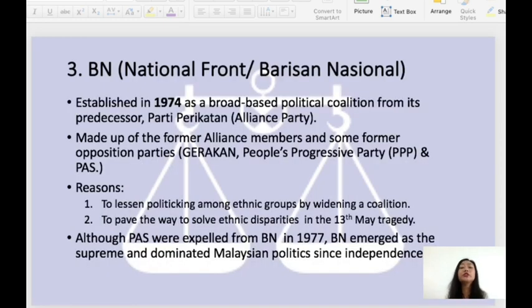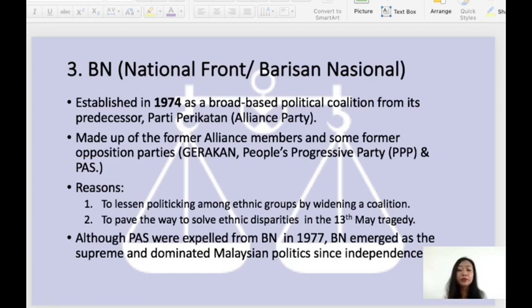And then Barisan Nasional, National Front, or BN. It was established in 1974 as a broad-based political coalition from its predecessor, Parti Perikatan or the Alliance Party, made up of the former alliance members and some former opposition parties from Gerakan, the People's Progressive Party, PPP, and also PAS.